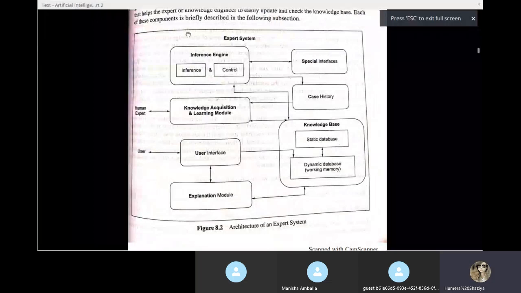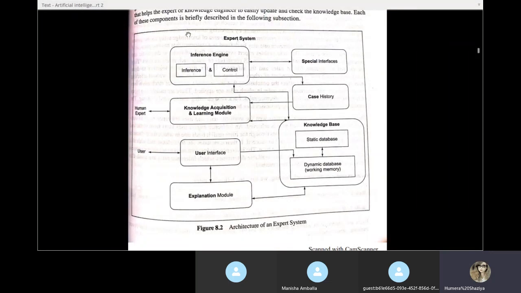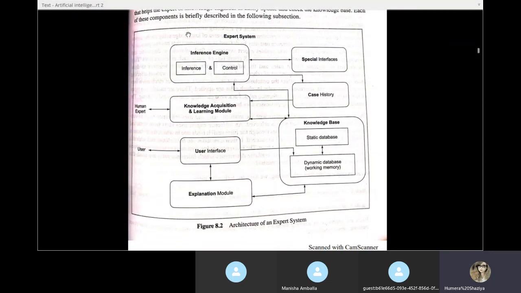This is an architecture of an expert system. So what does it comprise of? An expert system has an inference engine. Can anyone tell me what is an inference engine?